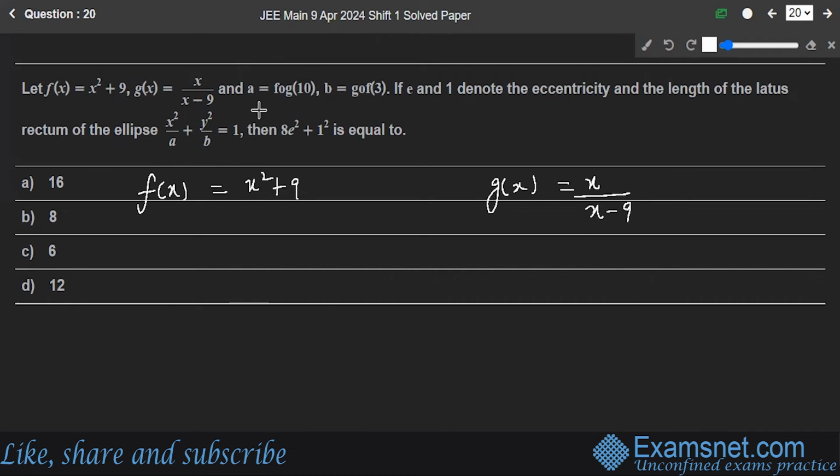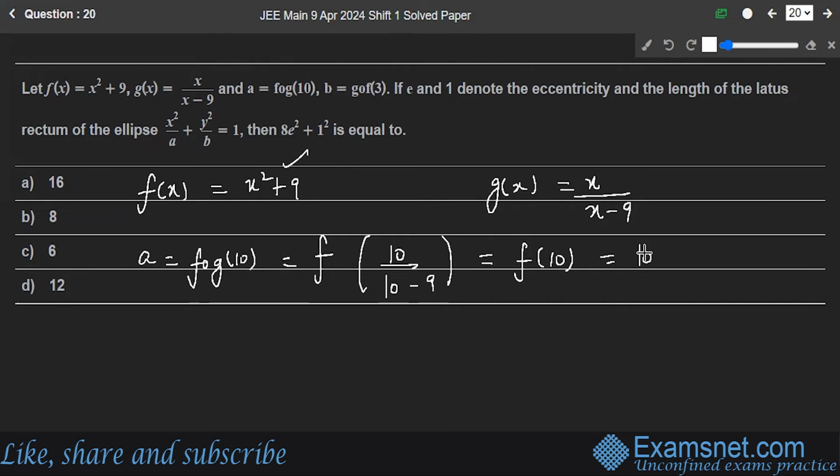First thing, a is equal to f of g of 10. So this is equal to f of 10 upon 10 minus 9. This gives you f of 10, right? And what is f of 10? If I put over here, f of 10 is equal to 10 squared plus 9, which is equal to 109. So that means a is equal to 109.